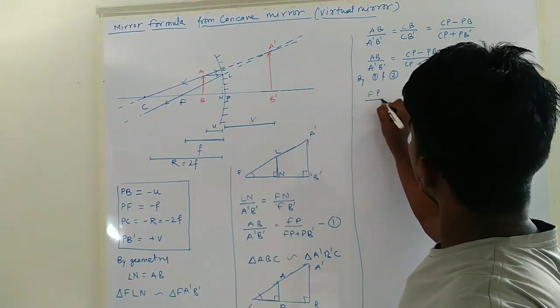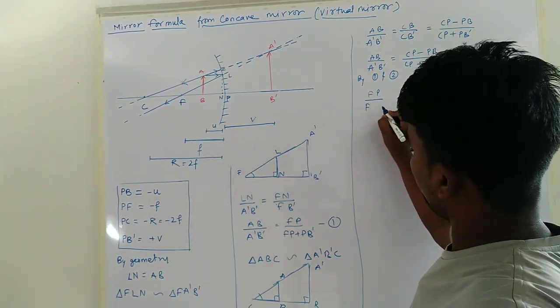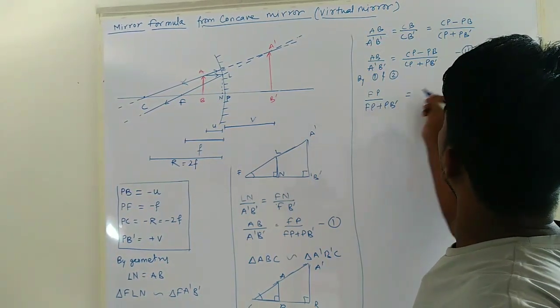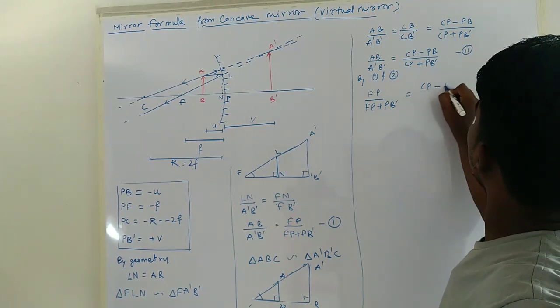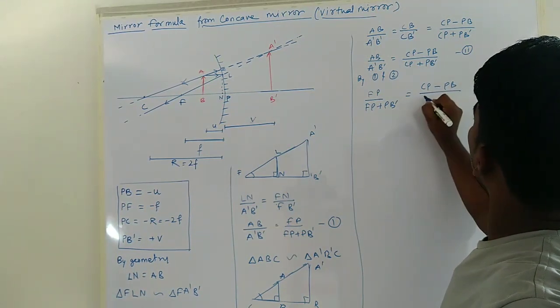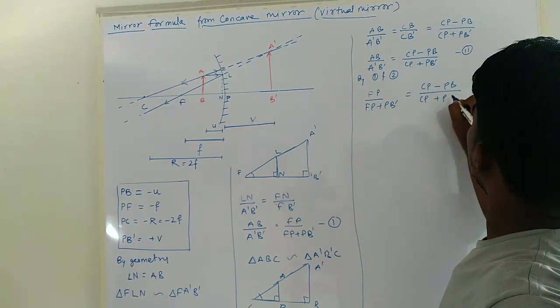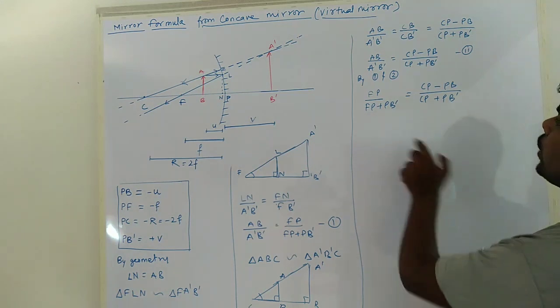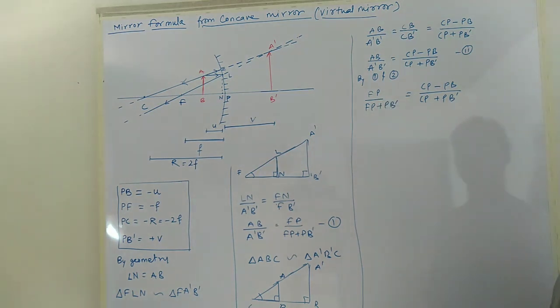FP upon FP plus PB dash is equal to CP minus PB upon CP plus PB dash. This I have written. Now here you can substitute their usual values. What values we have written here?